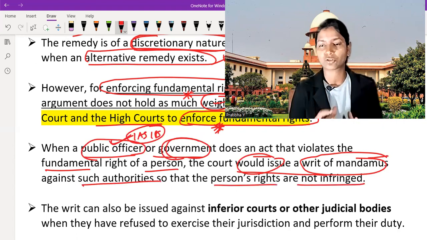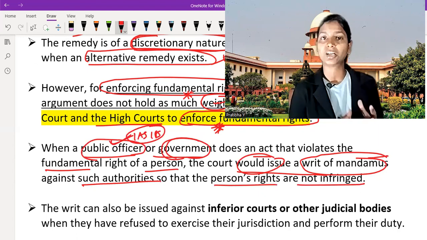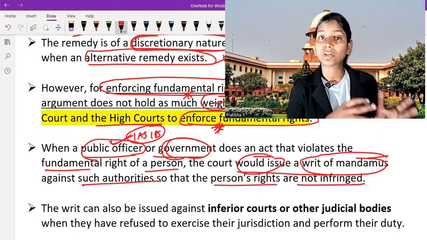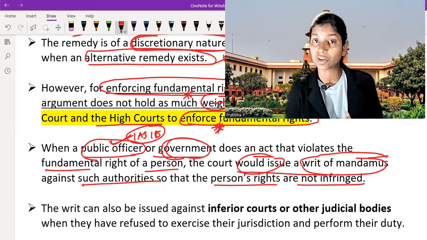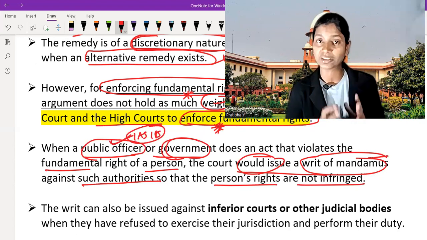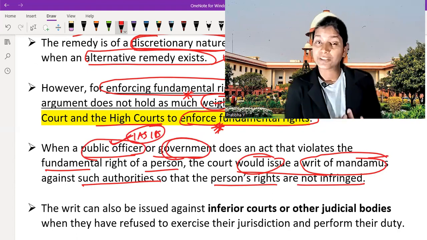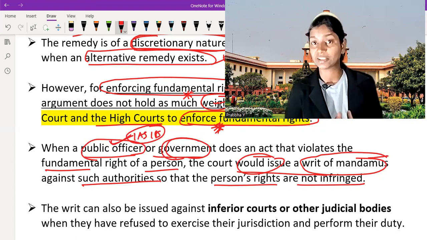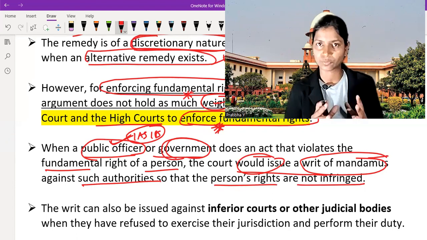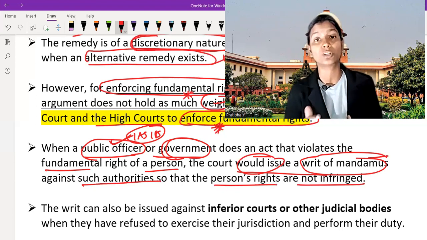If the public officer or government is not performing their duty, that means they are escaping from their duty. So the court issues mandamus because this violates fundamental rights. It is the duty of the Supreme Court and High Court to enforce these duties because it infringes the fundamental rights of other people. It is the responsibility of the Supreme Court and High Court to protect the fundamental rights of the person. So if any public officer or government does not perform their duty, then the court issues mandamus for protection of the fundamental rights of the person.